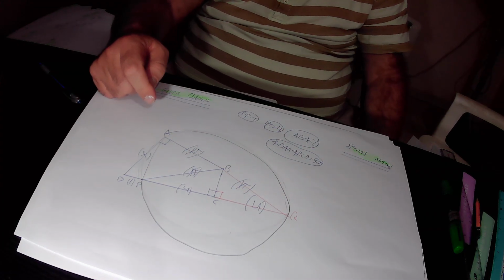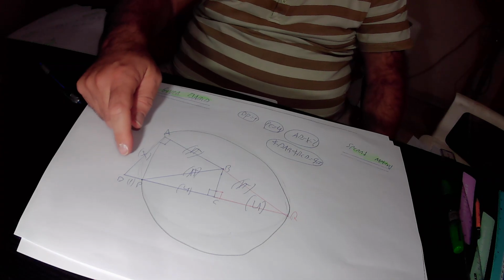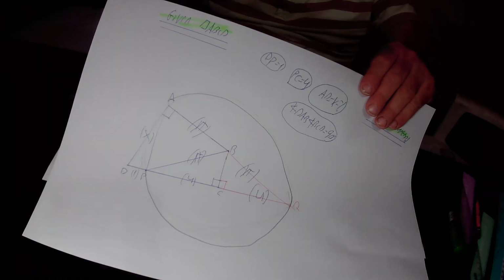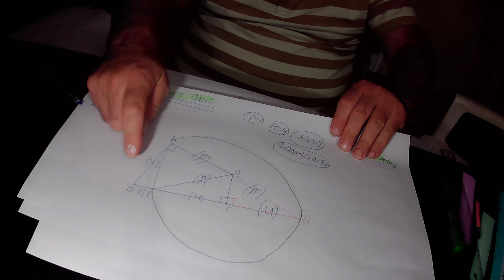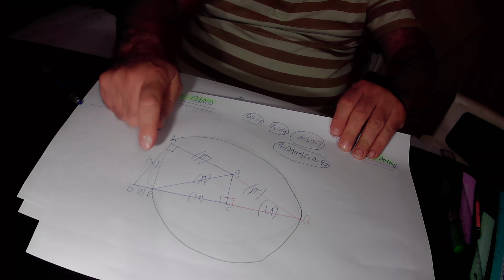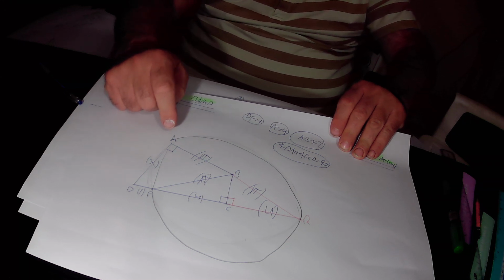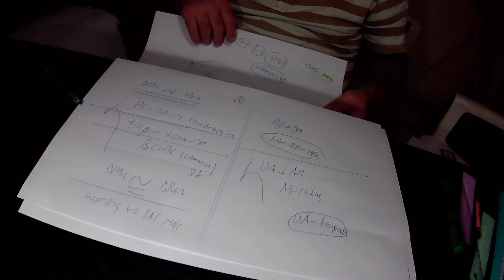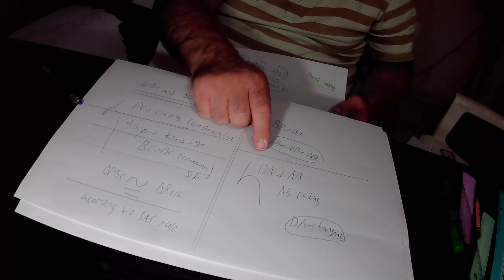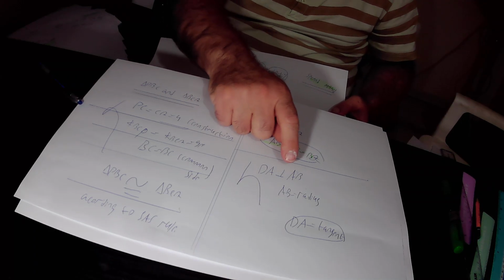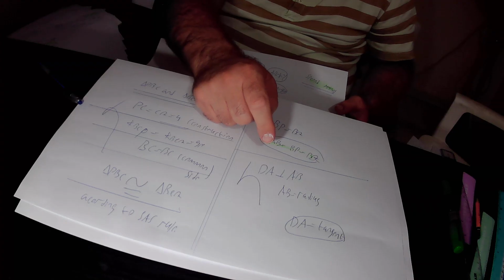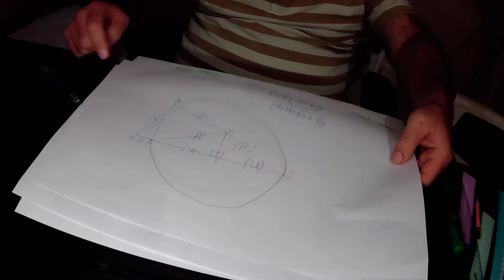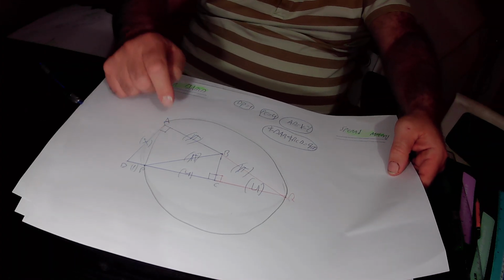And it is given that DA is perpendicular to AB. But AB is the radius. Therefore, DA is perpendicular to the radius AB. Therefore, DA is a tangent to this circle at point A. Because according to what is given, DA is perpendicular to AB, and AB is the radius, it means that DA is a tangent to the circle at point A.